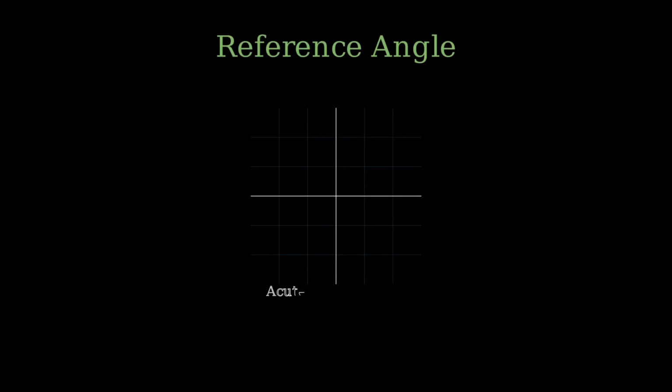Finally, there's the reference angle, which is the smallest positive angle formed between the terminal side of a given angle and the x-axis. Reference angles are always acute, meaning between 0 and 90 degrees, and they help us simplify problems involving angles in different quadrants by relating them back to the first quadrant.